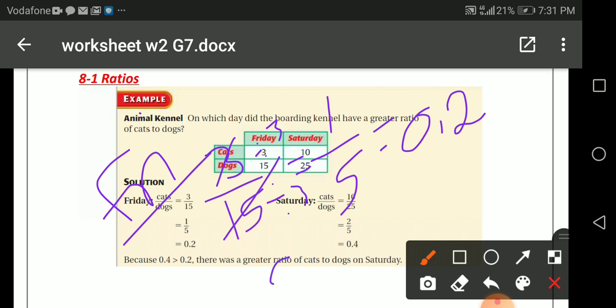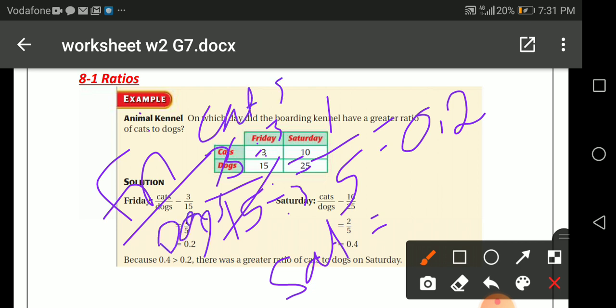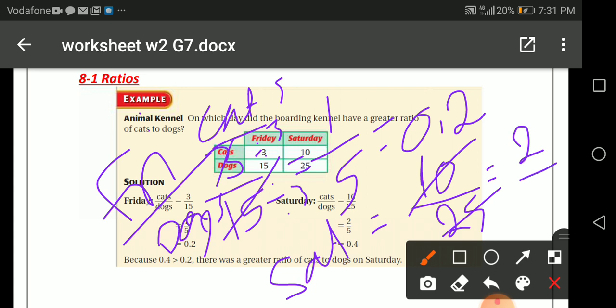What about Saturday here? Saturday, guys, what is the ratio between cats and dogs? Remember, what I do here: I put in the denominator and in the numerator, I started with cats, so I'm going to start here with the same cats. So we have here 10 over 25. Leave it like this? No, we have to simplify. Divided by what? Divided by 5, divided by 5 gives you 2 over 5, which when we simplify gives 0.4.